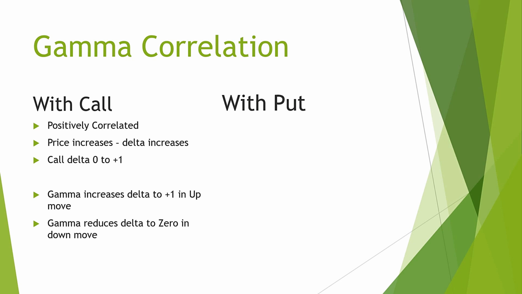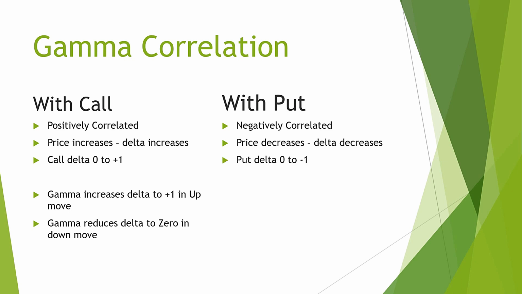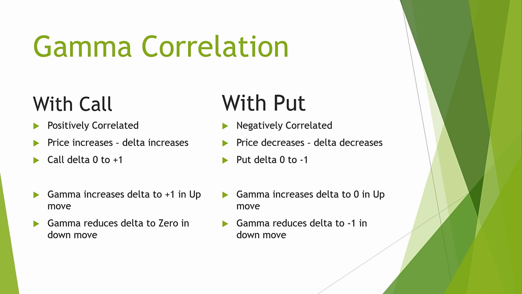This is for calls. For puts, gamma is negatively correlated. As price decreases, delta decreases. Put delta is 0 to minus 1. So as prices of underlying decrease, delta decreases from minus 0.5 to minus 0.6, minus 0.7 and so on. This is for puts. Gamma increases put delta towards 0 in up move of underlying, and gamma reduces delta to minus 1 in down move of underlying. Okay, any questions related to gamma?